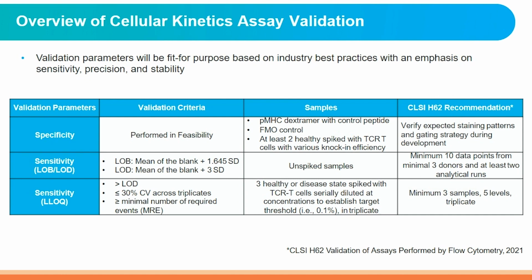For sensitivity, we basically follow the recommendations from the H62 guidance. The LOB and LOD are evaluated using unspiked samples with a minimum of 10 data points from a minimum of 3 donors and at least 2 analytical runs. The LLOQ is evaluated using spiked samples.